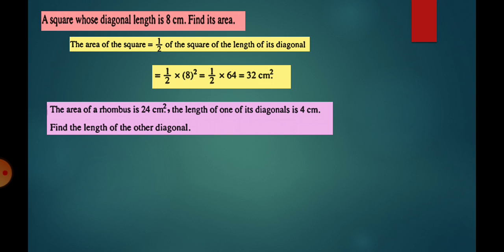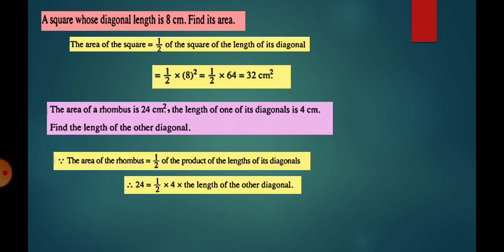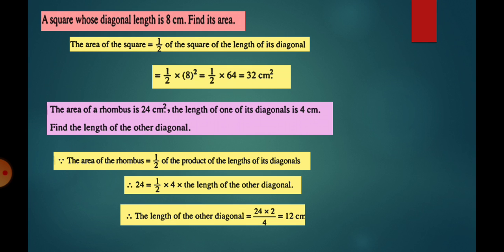The area of a rhombus equals 24 centimeters power 2. The length of one of its diagonals equals 4 centimeters. Find the length of the other diagonal. Area equals half times the product of the two diagonals. Then 24 equals half times 4 times the length of the other diagonal. Then the length of the other diagonal equals 24 times 2 divided by 4, equals 12 centimeters.